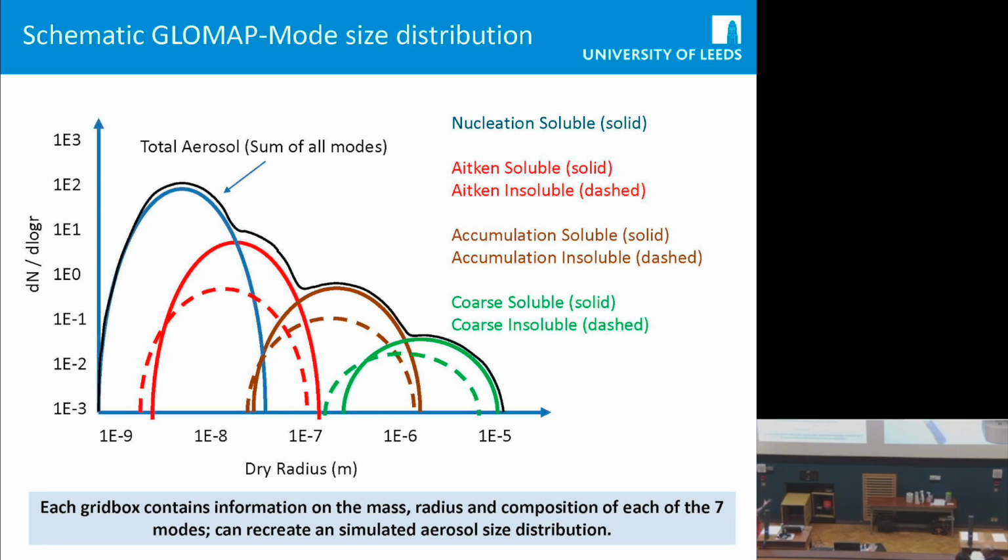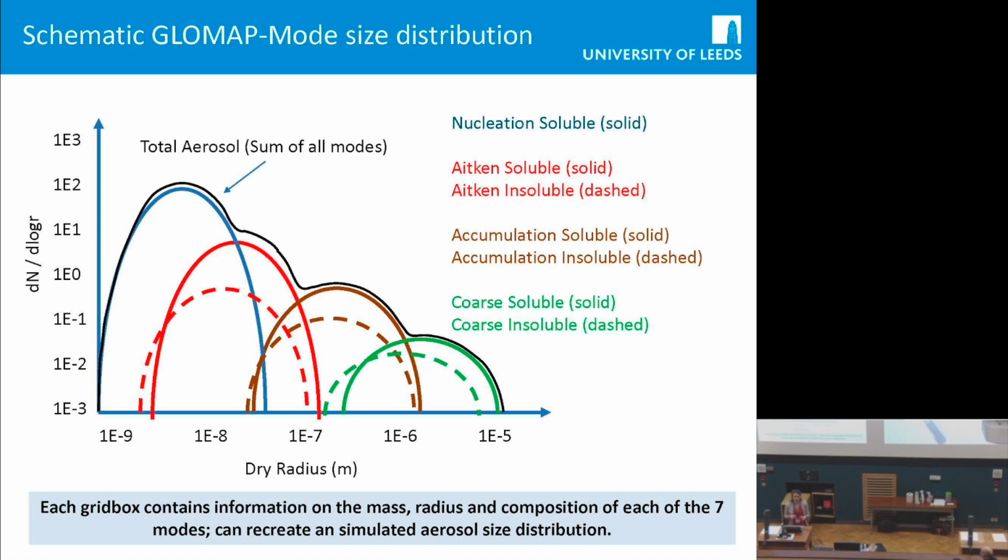So in terms of the model, we've divided the atmosphere up into all of these grid cells, and each of those grid boxes is going to contain information about the composition, so basically the mass of each component that's present in a mode, and the radius of the mode at that particular time, which means that you can then recreate this aerosol size distribution.